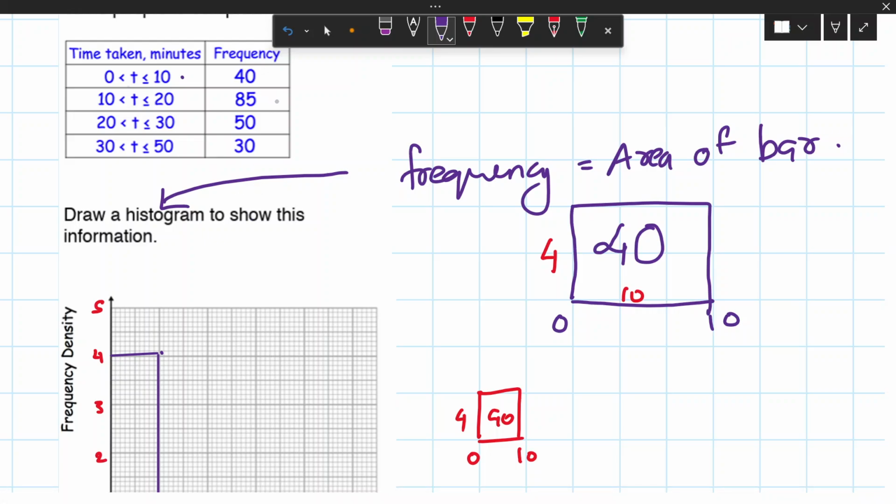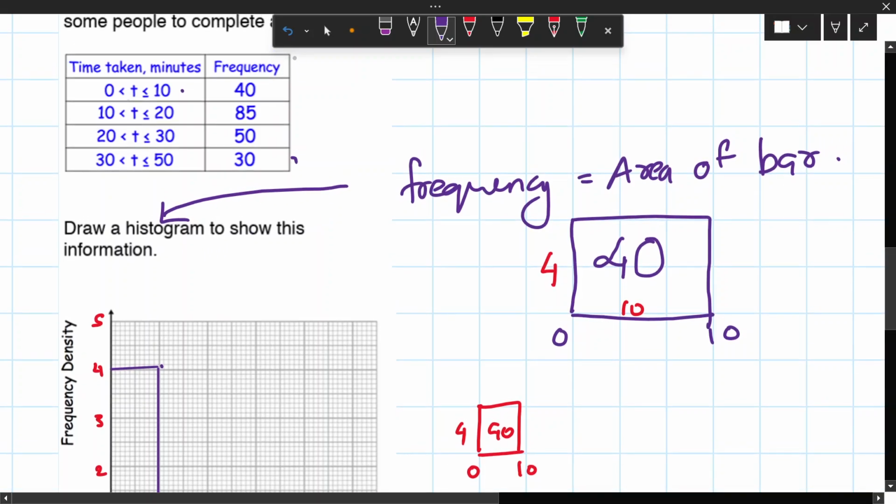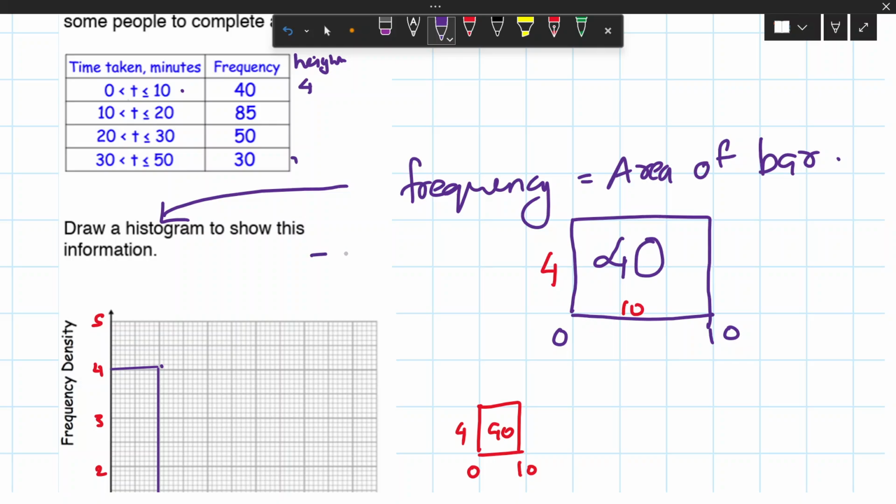So what I suggest is, it's always better we find the height first. So the height of this one should be 4. The height of the next one: 10 to 20 is your bar, which means the base of that is 10 centimeters long. You want the area to be 85, which means the height should be 8.5. Next one is from 20 to 30. So again, that is also 10. Divide the area by the base, so that should be 5.